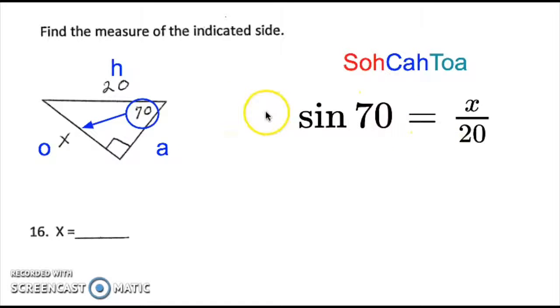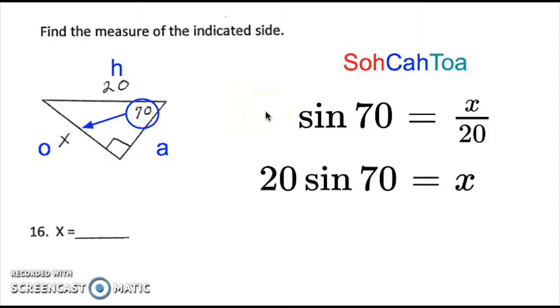Numbers again at the bottom, so we cross it out and bring it to the other side, we'll have 20 sine of 70. 20 times sine of 70 is going to be 18.8, just rounded to 0.8, and that's going to be number 16.